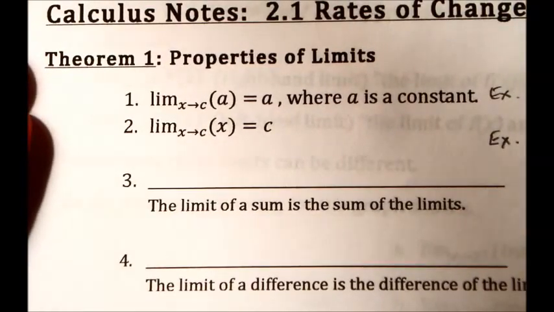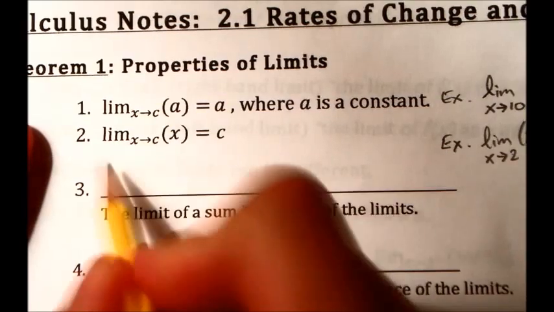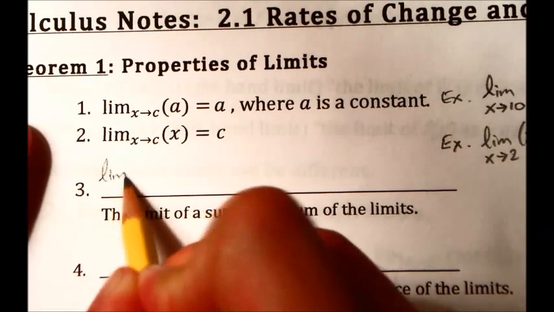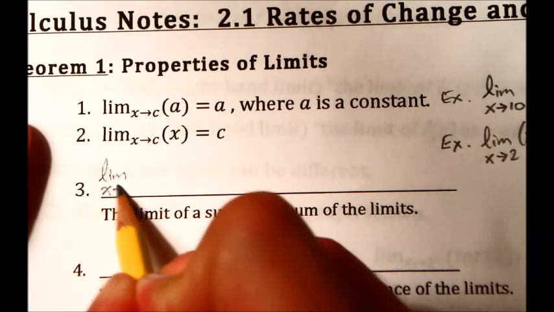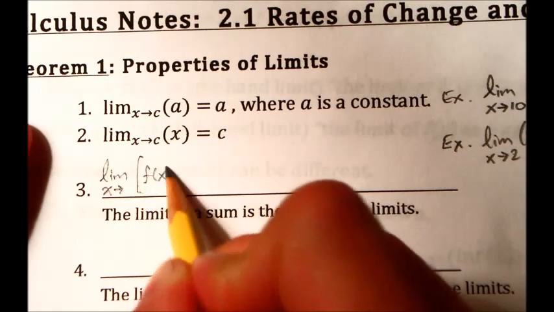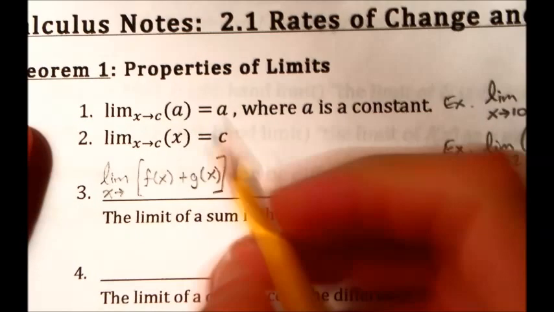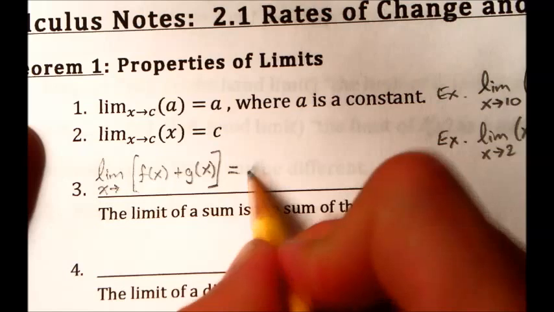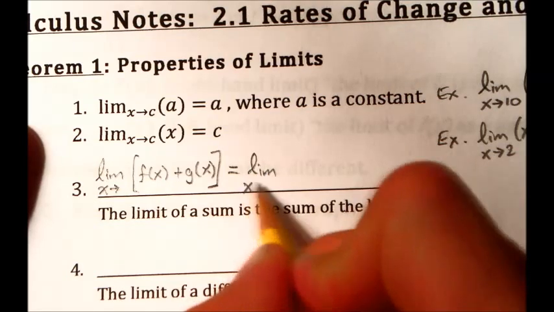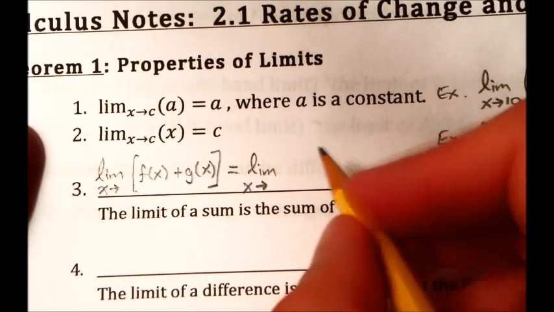The following phrases, the limit of the sum is the sum of the limits, and the limit of a difference is the difference of limits, are just a vernacular way of expressing the following facts. You'll notice I use the cursive on this. The limit of two functions added is the sum of the two limits evaluated separately. Now I didn't put my value in here yet, so we'll go back and do that in a minute.